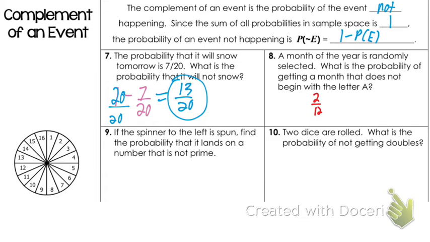So what's the probability of not starting with A? Well, you take 1 and subtract the 2 over 12. Does that make sense how we get that? Yep. And so this is really 12 over 12 minus 2 over 12, so 10 over 12. Does that simplify even? Yeah, 5 over 6. So what are the odds that you get a month that does not begin with the letter A? 5 over 6. Much more likely, right, than it starts with A.